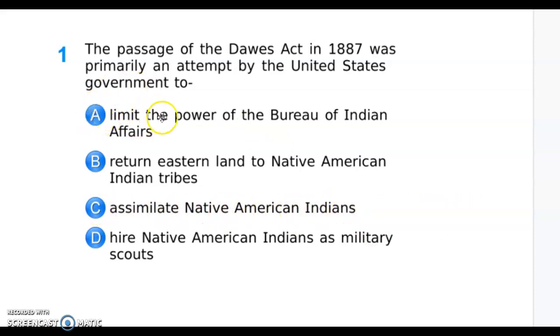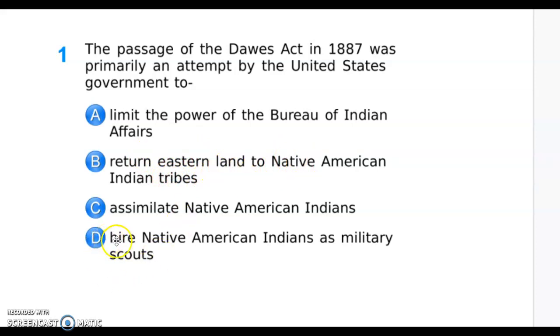A is incorrect. Limit the power of the Bureau of Indian Affairs. We weren't trying to limit. We didn't even have the Bureau of Indian Affairs at this point. B is incorrect. Return eastern land to Native American Indian tribes. We actually took their land in the Great Plains, so we weren't trying to return any of their land.